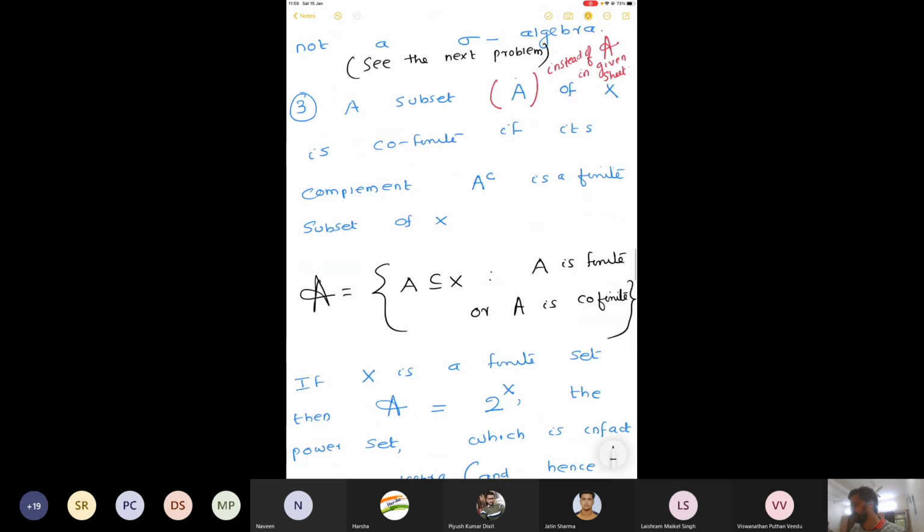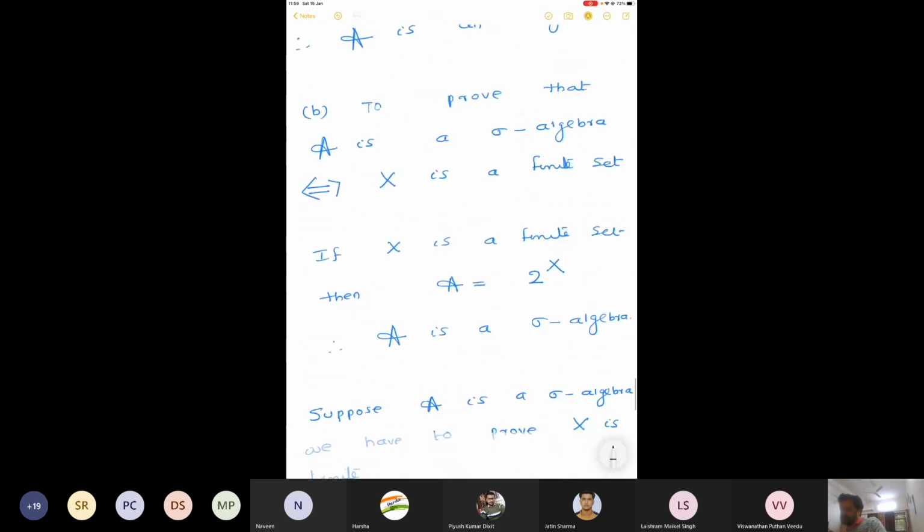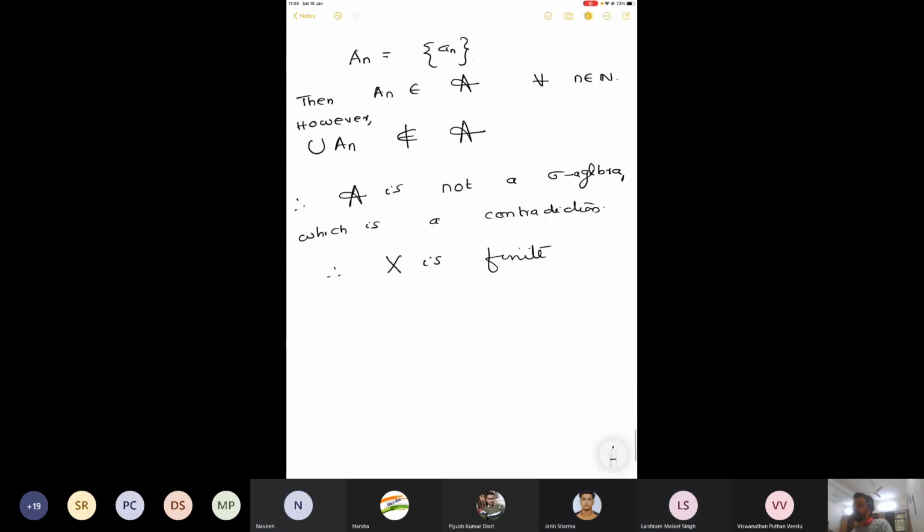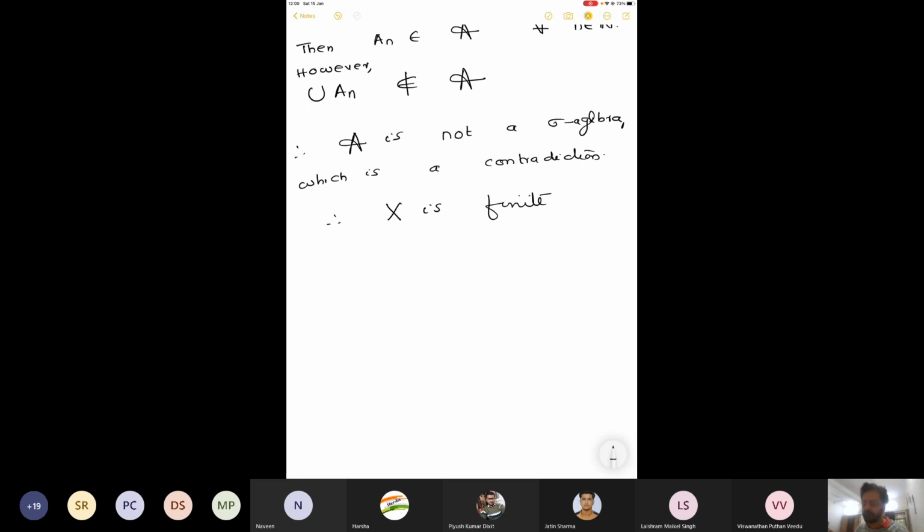Are you with me? Do you follow? Yes, sir. So if you collect the finite and cofinite subsets inside something and call it script A, then that script A will be an algebra, irrespective of whether X is finite, infinite countable, or infinite uncountable. But it will be a sigma algebra only when X is finite. So let me stop with this. Now I will start the next problem so that you can proceed with it.